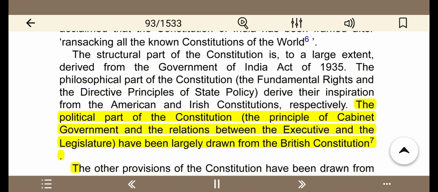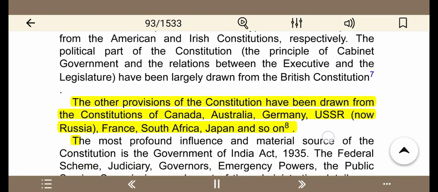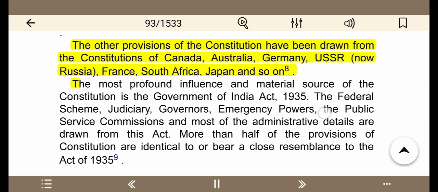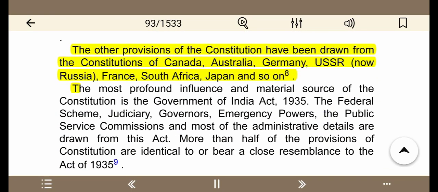The political part of the Constitution, the principle of cabinet government and the relations between the executive and the legislature have been largely drawn from the British Constitution. The other provisions of the Constitution have been drawn from the constitutions of Canada, Australia, Germany, USSR now Russia, France, South Africa, Japan and so on.